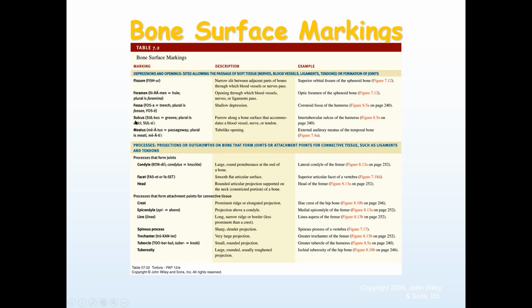Now the meatus, when we were doing the respiratory system, we also spoke about the meatus, which of course is a tube-like opening, right? As it says, it gives an example of the external auditory meatus here, right? So those are your depressions and openings. Not all of them, just the major ones, right?